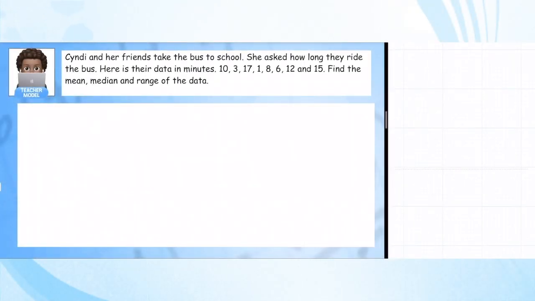Sydney and her friends take the bus to school. She asked how long they ride the bus. Here is their data in minutes. So I have a set of 8 numbers. We're going to find the mean, median, and range of the data set.